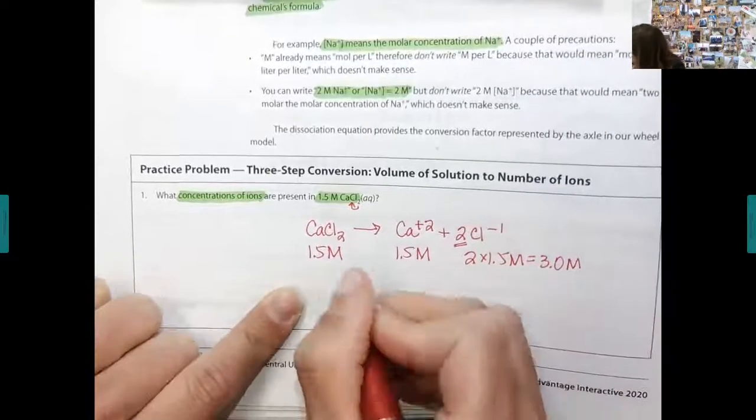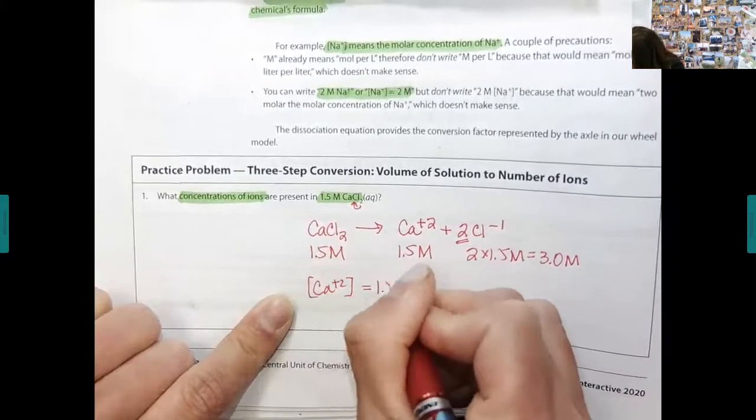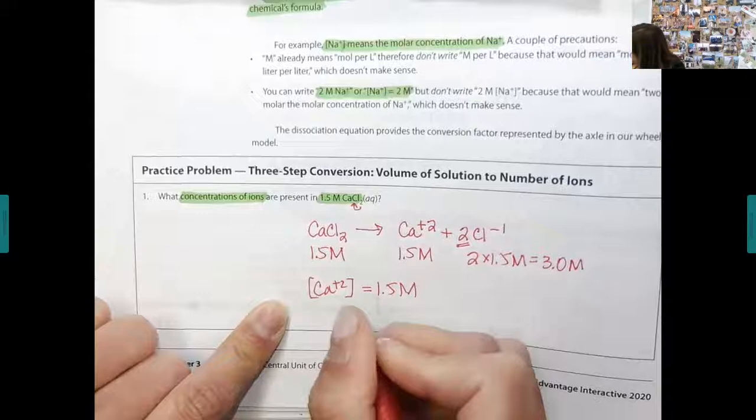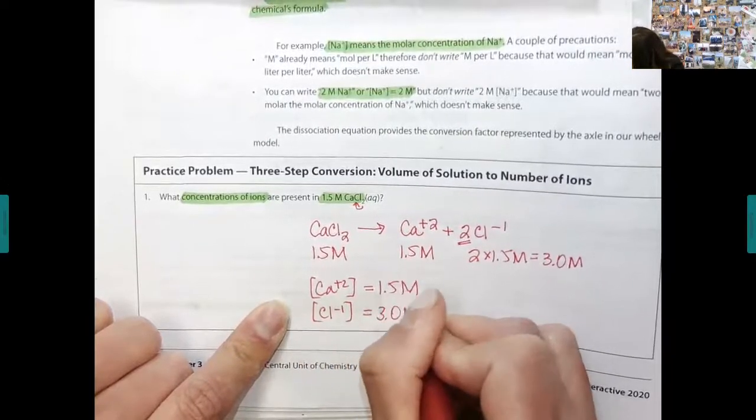So if you wanted to write it as the calcium ion concentration equals 1.5 molar, you can. And then the chloride ion concentration equals 3 molar. Okay?